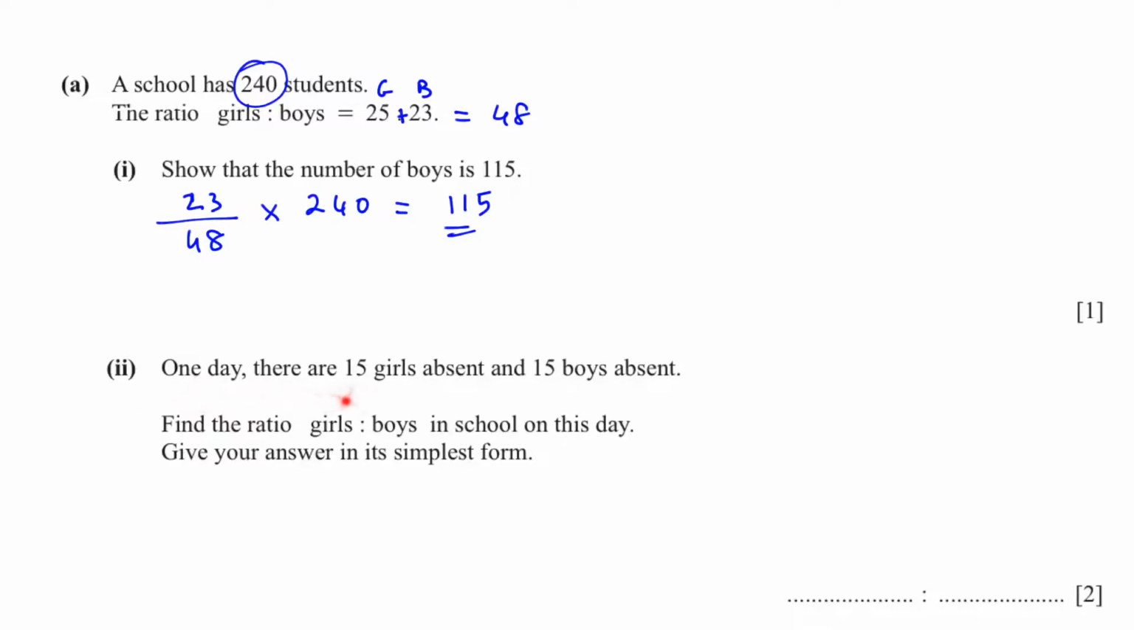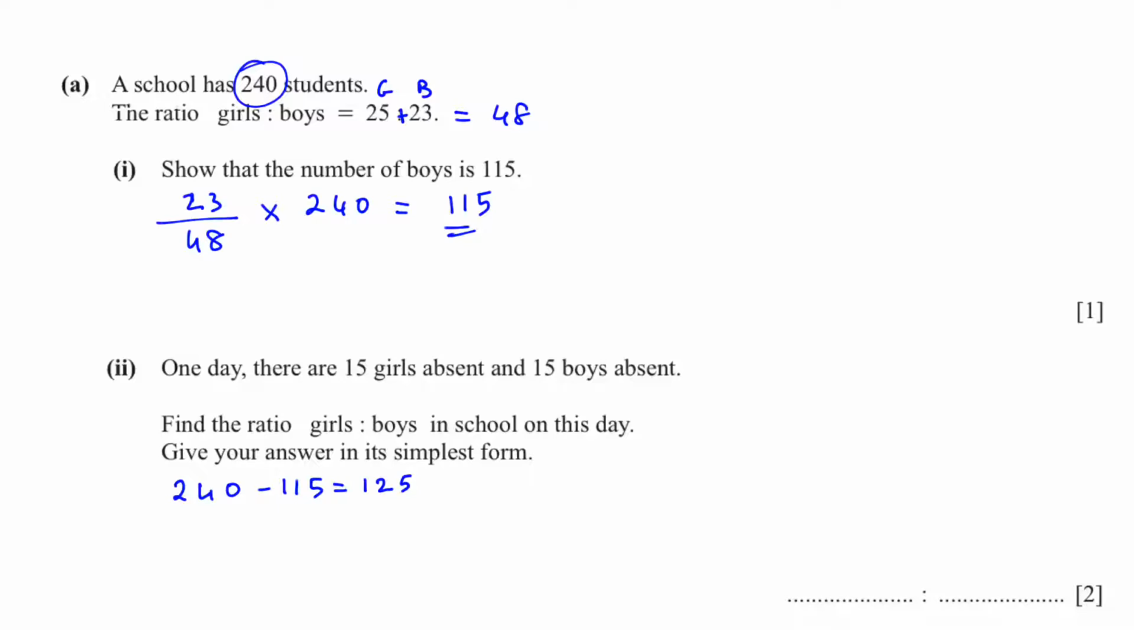A2. One day there are 15 girls absent and 15 boys absent. Find the ratio girls to boys in school on this day. Give your answer in its simplest form. Total number of boys are 115. To find the number of girls, we have to subtract 115 from 240. That will give us 125.